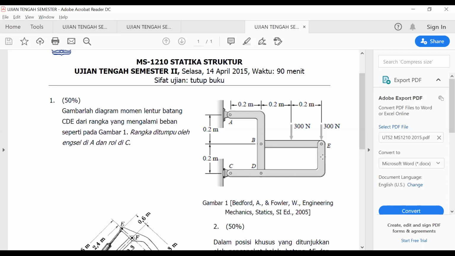I think for this one, I will try to post the solution via YouTube as well, because this kind of cut, I believe most of you have never tried before, when there is a vertical member for which you have to draw the internal force and internal moment as well.